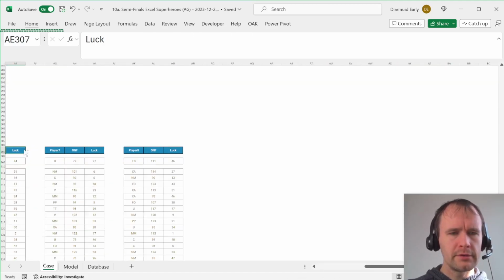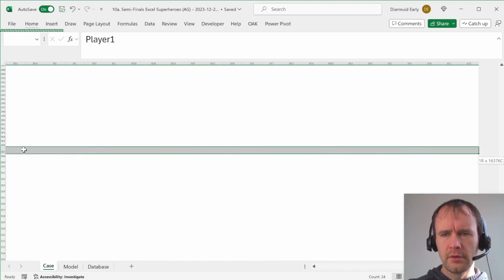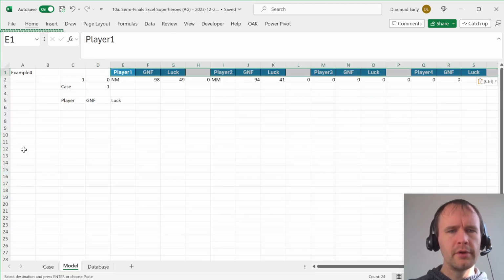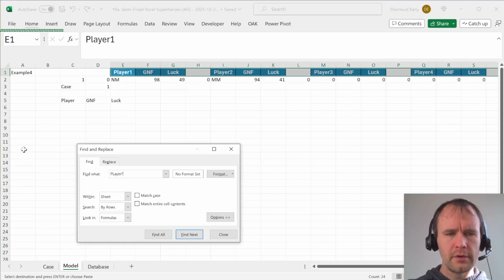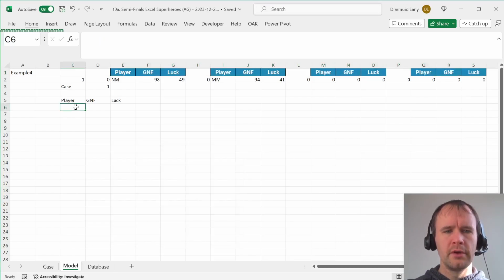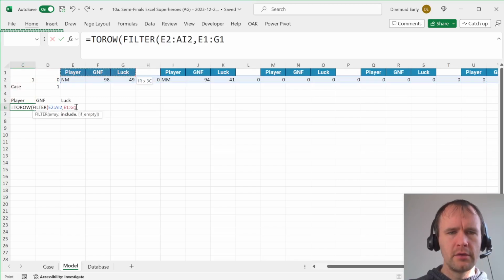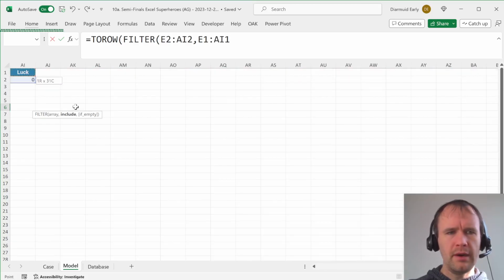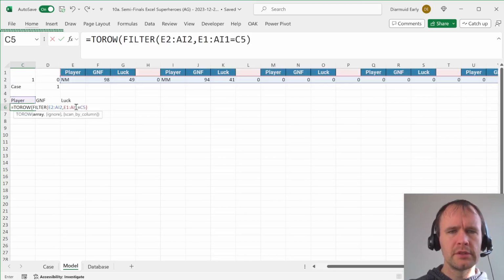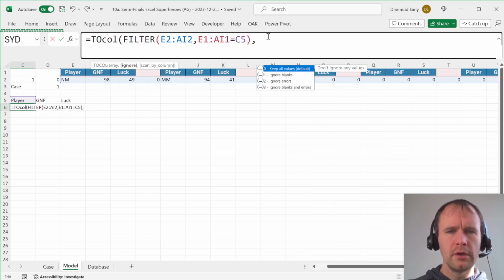And let's just do this. We can take all of these and put that over here. And I'm just going to replace player X with just player. And then what we can do is we'd say to row filter this where this equals this. Sorry, not to row, but to call. And hopefully we can ignore blanks.